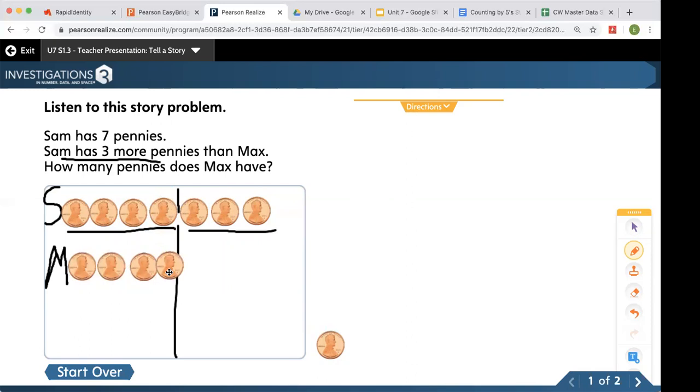Another way we could say this, we could say Sam has 3 more pennies than Max. Or we can say Max has 3 fewer pennies than Sam. Kiss your brains.